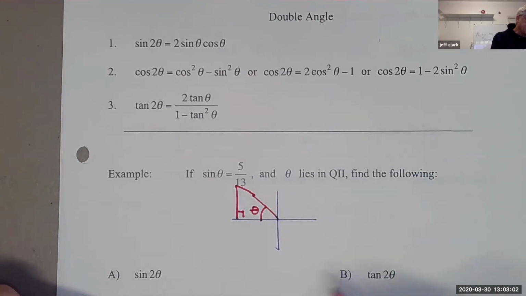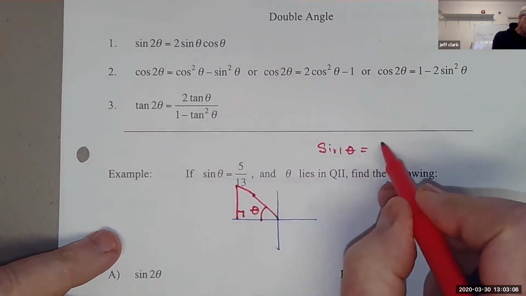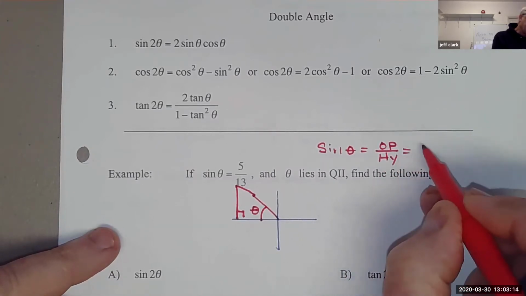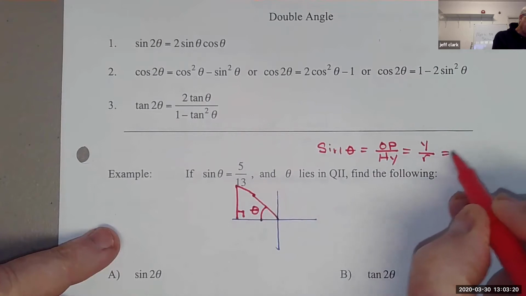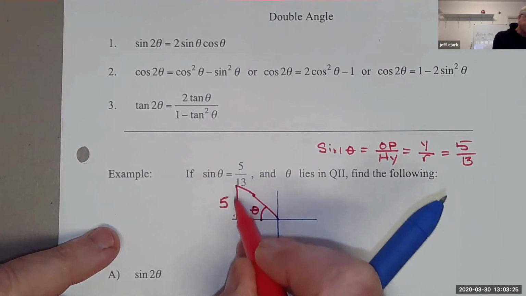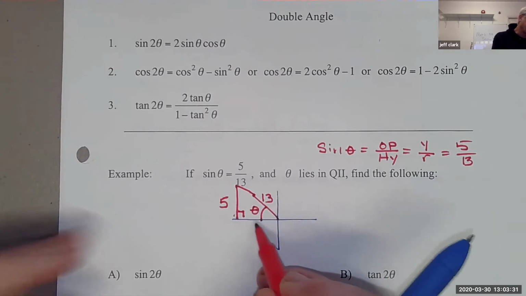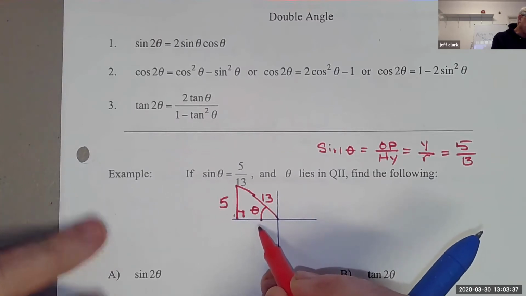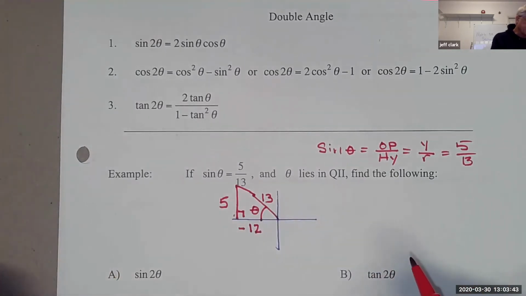Based on sine theta is equal to opposite over hypotenuse, or you could say y over r. Here's my y, so y is 5, and it's positive because it's above the x-axis. And r is 13. Your job is to find the side of the triangle that's on the x-axis. If you use the Pythagorean theorem, you're going to find it's 12, but you want to pick negative because it's to the left of the origin.